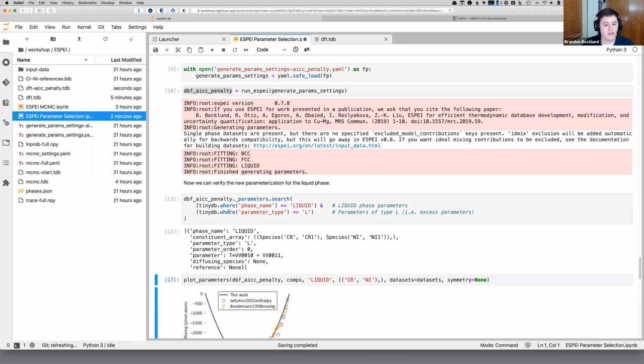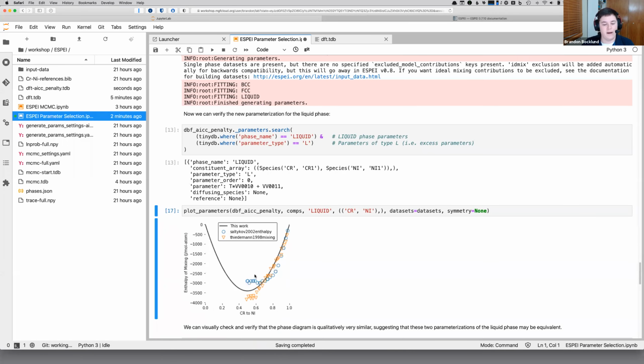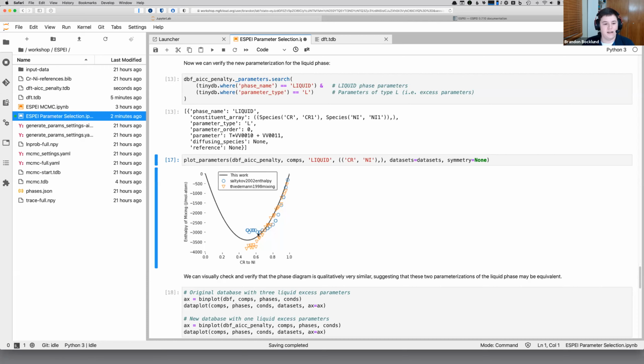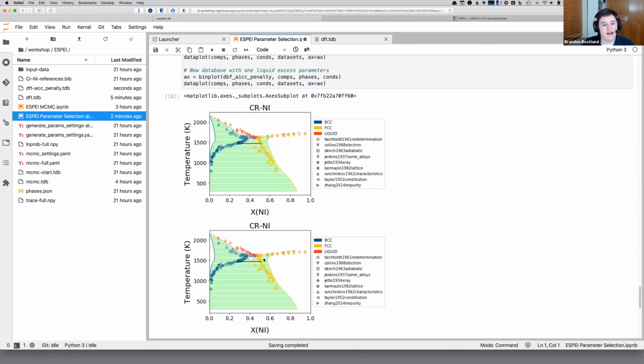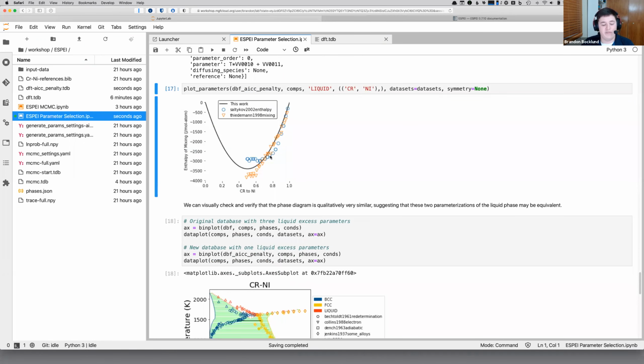Okay. If we do the same parameter search again, looking for liquid excess parameters, we can see that we only get 1 parameter. If we plot how that parameter looks compared to our data, visually it looks almost identical to our previous one. We can verify the phase diagram before and after applying that AICC penalty factor and see that they look almost identical. So what that's saying is our fitted energy is almost exactly the same, but we did it with fewer parameters, which is good.